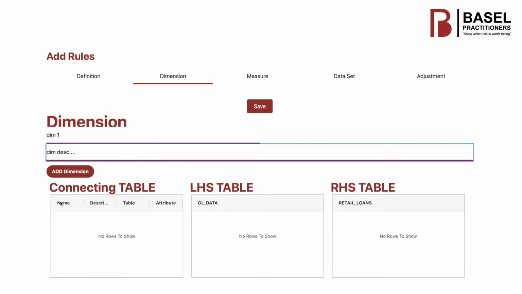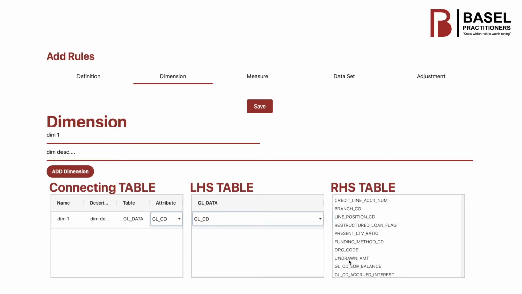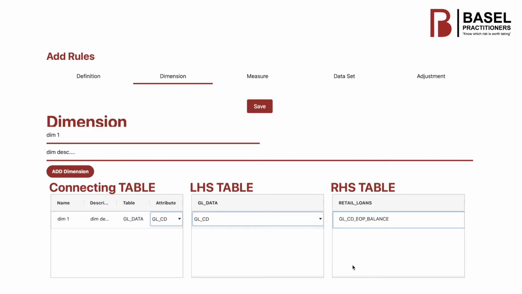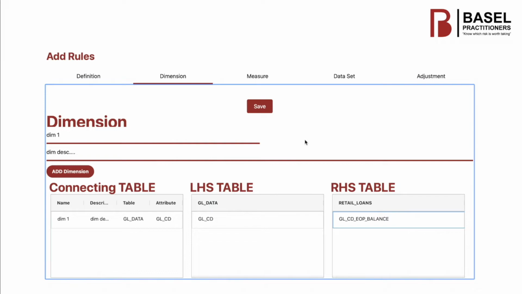In the second step, you can see GL data and retail loans are the two tables, and now you have to define a new table called connecting table, which will help us to know the relation between the LHS and RHS table. So I'll add a new dimension. I'm selecting GL data itself as the connecting table and its corresponding attribute, which will help us to connect these two LHS and RHS tables. So basically you're selecting the primary key and the foreign keys in the other tables. That is how we will tell how these two tables are connected.